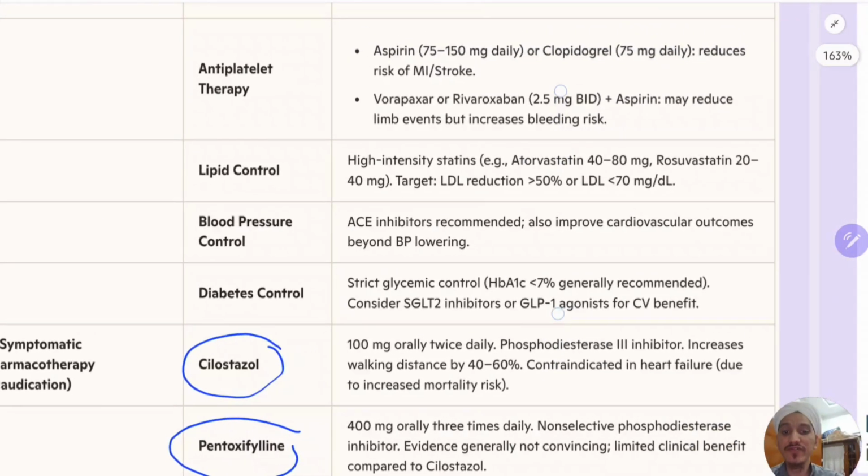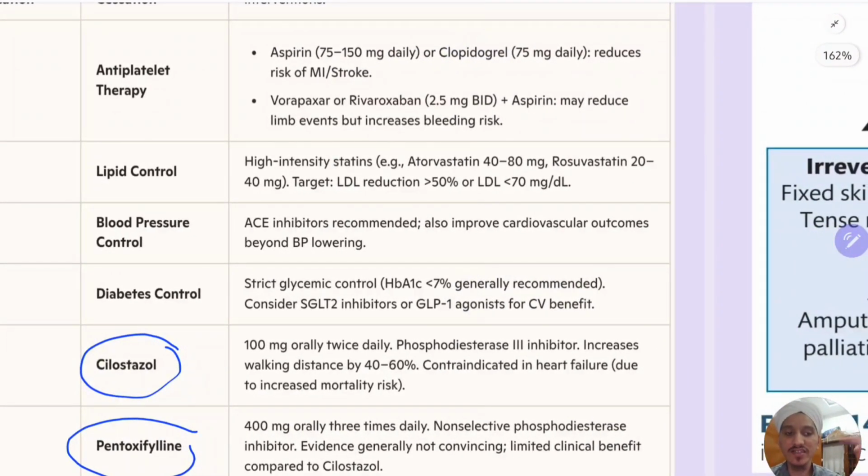This was widely used before, when I was in my internship. They used to give this pentoxifylline to patients with peripheral vascular disease, 400 mg orally 3 times daily. But now it is an outdated drug, because limited clinical benefit is noticed compared to cilostazol, and there is no convincing evidence for the use of pentoxifylline. It is a non-selective phosphodiesterase inhibitor.